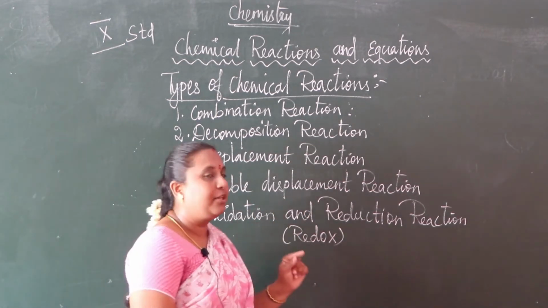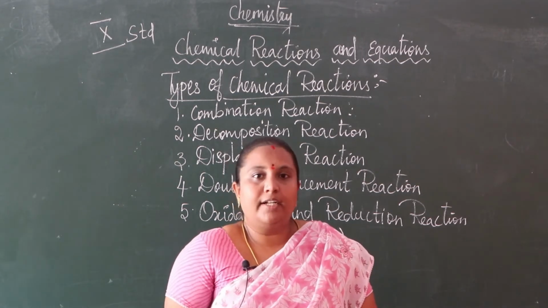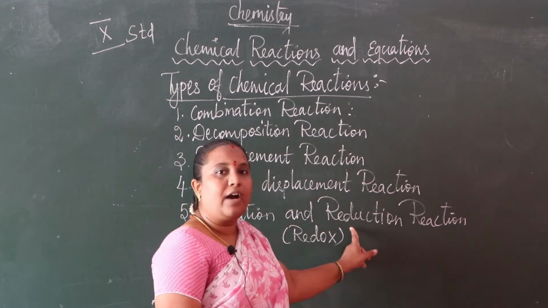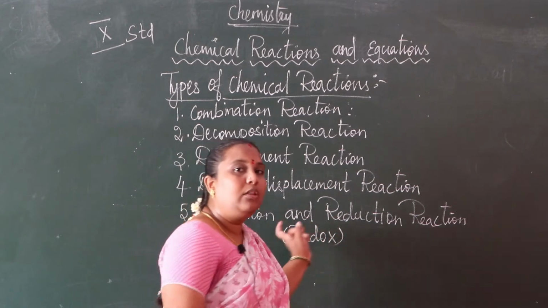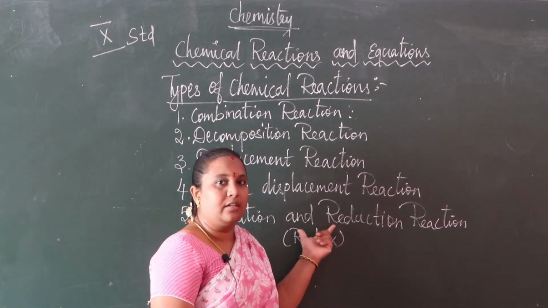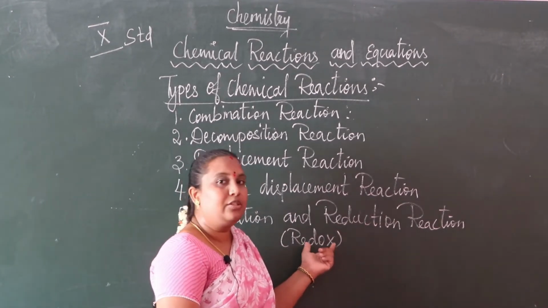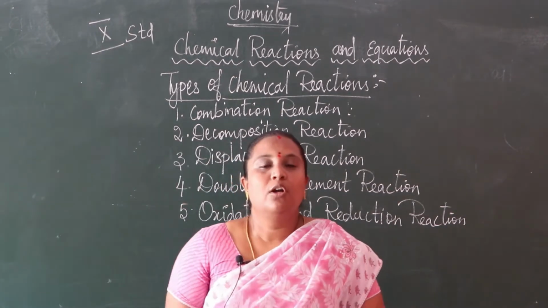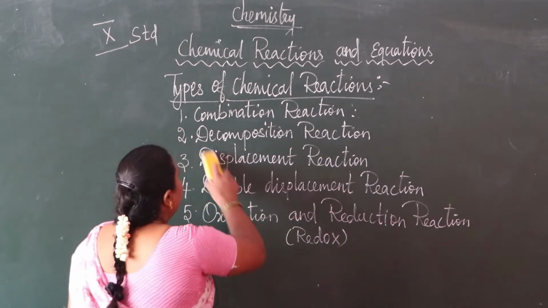Then oxidation and reduction. Oxidation means gain of oxygen and loss of hydrogen. What does reduction mean? It is gain of hydrogen and loss of oxygen. Both these processes we can see in a single reaction, and that reaction we say is a redox reaction. Understood, children? So in this class, let us see briefly about combination reaction.